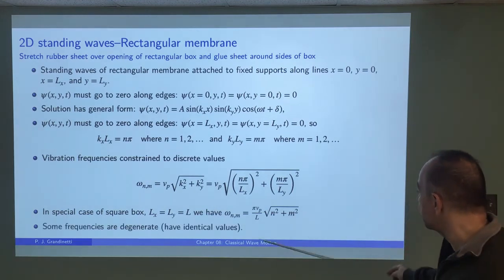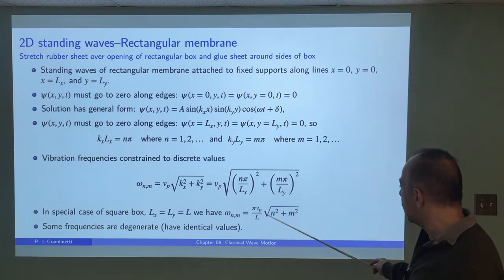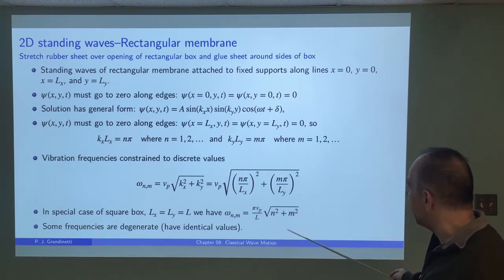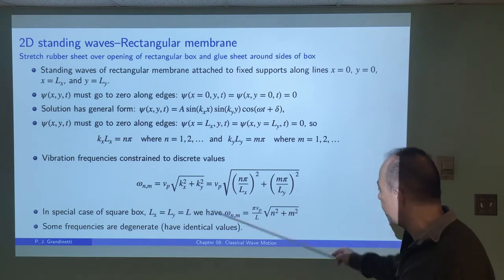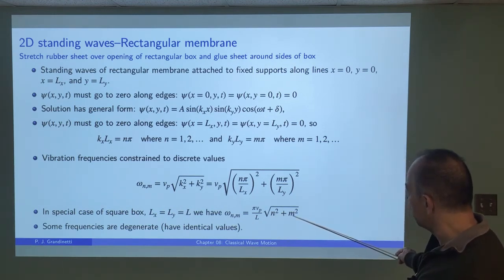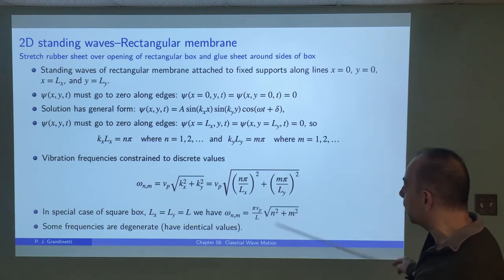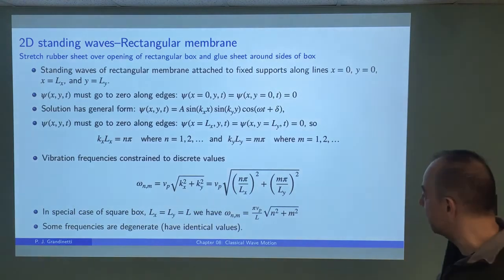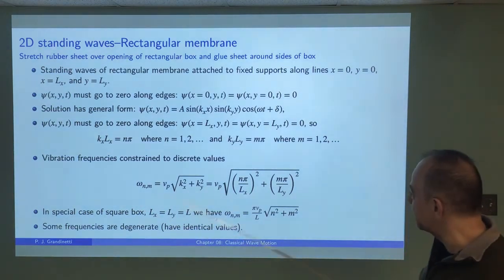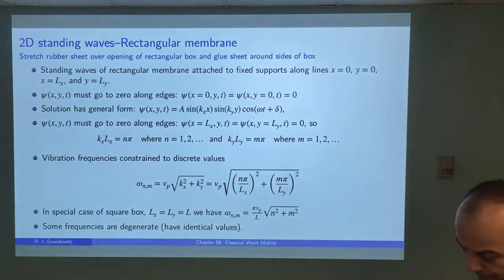Okay, and one of the things that you notice in this square box case is that there will be different values of n and m that will actually have the same frequency. So if n is equal to 1 and m is equal to 2, then that will have the same frequency as if n is equal to 2 and m is equal to 1. So these are what we call degenerate frequencies. Different indices of n and m actually end up with the same frequency. And this is something we'll come back to later in this chapter and then later when we get to quantum mechanics.